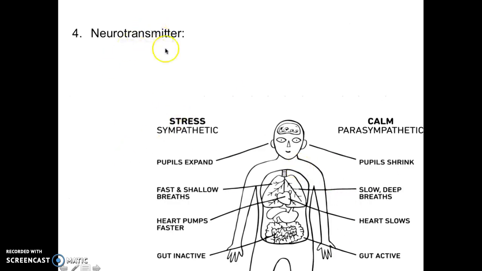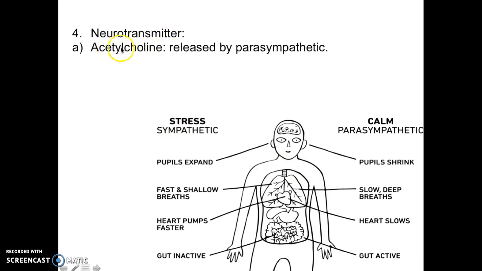The neurotransmitters that we'll be talking about: either acetylcholine, this is during parasympathetic. We'll talk more about that in a minute, but your parasympathetic is when you're calm. Your pupils are shrunk, you have slow, deep breaths, your heart is slowing, and you're digesting food. Rest and digest. So acetylcholine is released when you're calm, and that's actually what's happening now as you're listening here. Unless I'm making you nervous, you should be in your parasympathetic system.